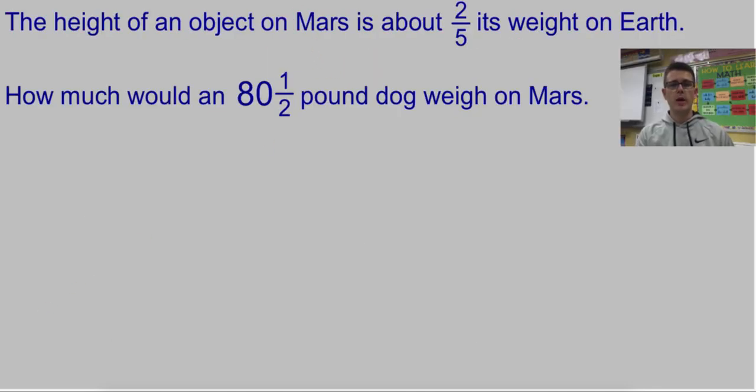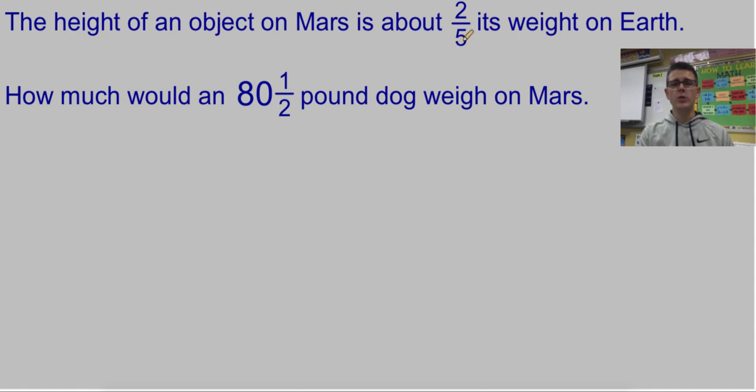Now we got a word problem here. The reason we threw in a word problem here is because you've got to be able to set up the problem and realize what it is you're trying to find. So this one says the weight of an object on Mars is about 2/5 its weight on Earth. So you've probably heard that, the astronauts kind of bounce when they're on the moon. It's similar on Mars. They're not nearly as heavy. There's not as much gravity pulling them down. So we want to know how much would an 80.5-pound dog weigh on Mars?